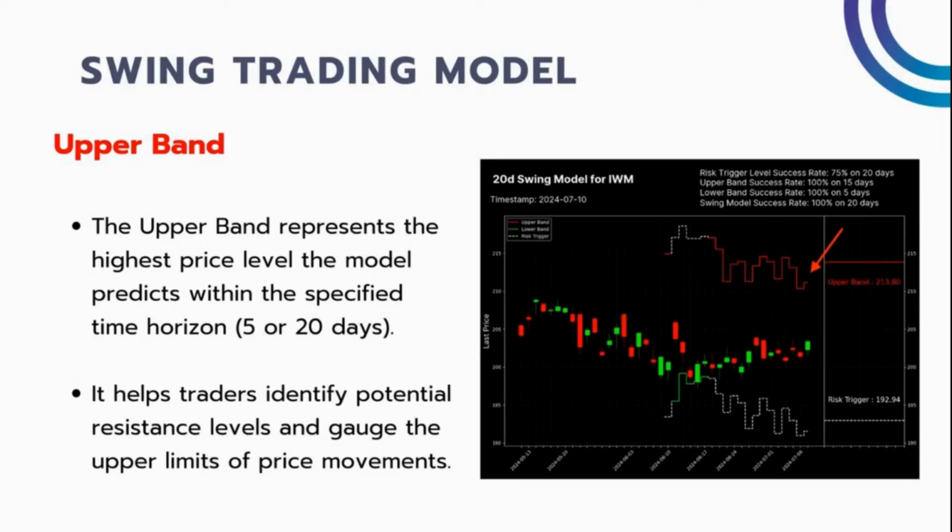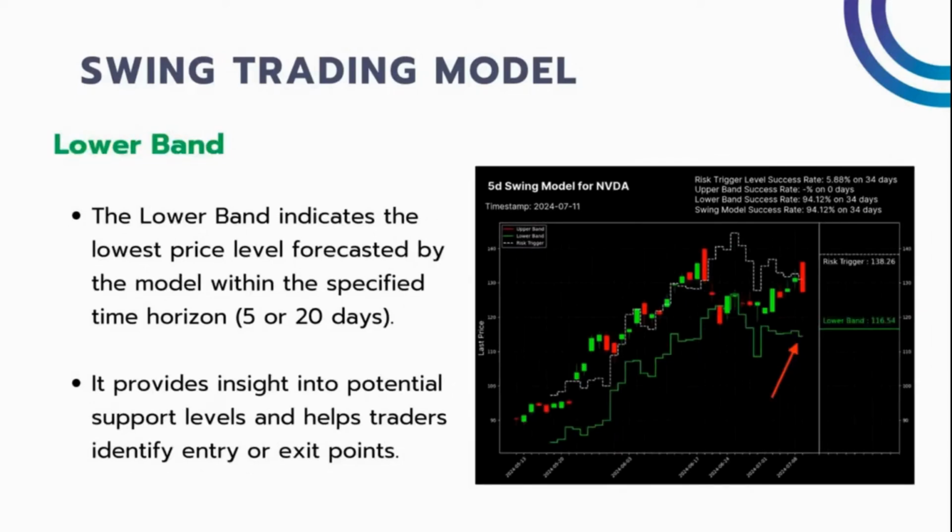So in some cases, you will have an upper band. In some cases, you will have a lower band. So the lower band indicates the lowest price level forecasted by the model within that specified time horizon, which could be 5 days or 20 days. So the model is a volatility band model similar to the 1 day expected move. So we are aiming to forecast the bands or the price ranges that the asset will be in for the next 5 days or 20 days.